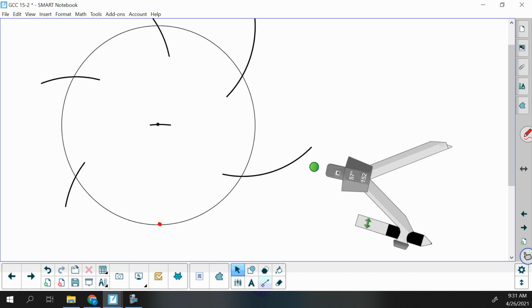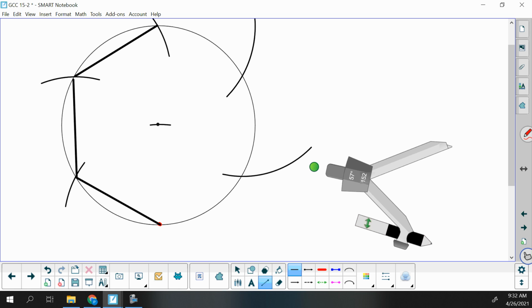And all we do is with our straight edge, connect each of those to the ones next to it. So that becomes one side in our hexagon. There's our second and third side.